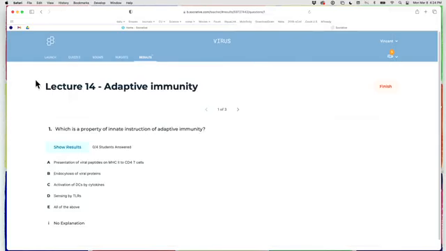Our first question is again on Socrative.com, and the room number is virus. Which is a property of innate instruction of adaptive immunity? Presentation of viral peptides on MHC2 to CD4 T cells, endocytosis of viral proteins, activation of DCs by cytokines, sensing by TLRs, all of the above.